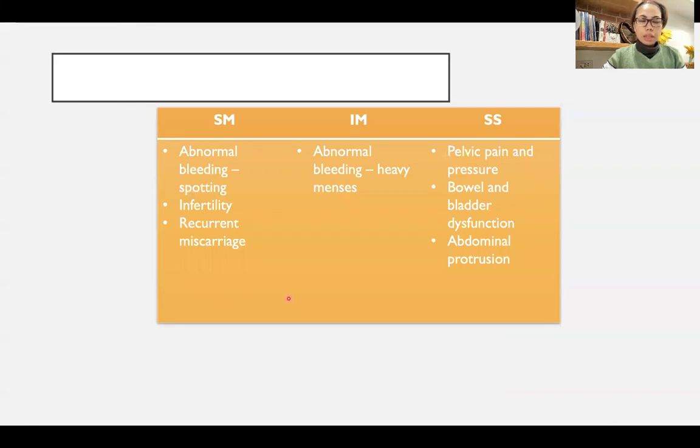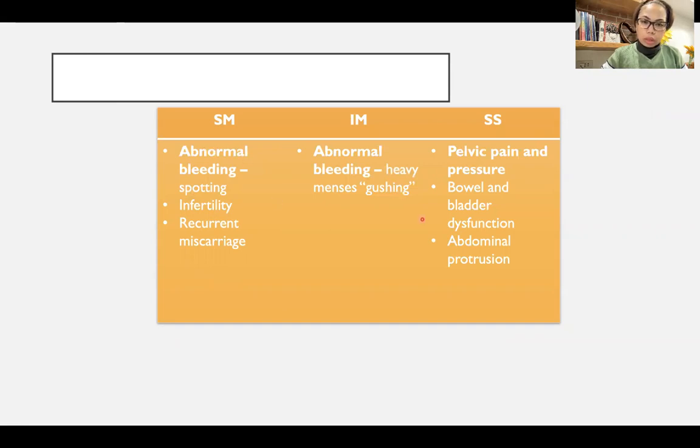Again, I tabulated the symptoms based on the location. As you can see here, it is the submucosal myoma and the intramural myoma that present as abnormal bleeding. Also, it is important to note that in submucous myoma, there are issues in outcomes of pregnancy or fertility. Submucous myoma can cause infertility or recurrent pregnancy losses because this disrupts the endometrial lining.